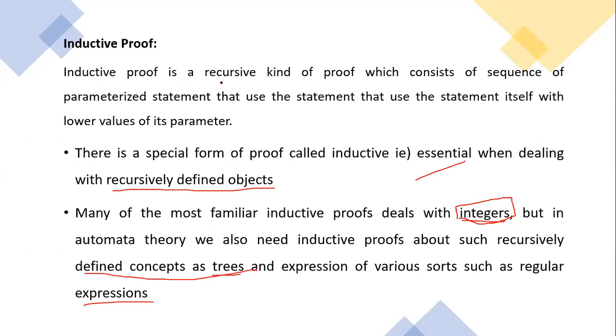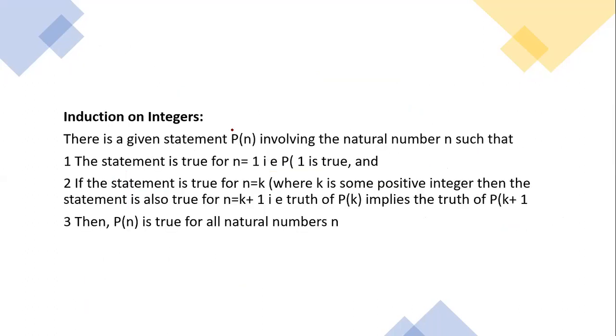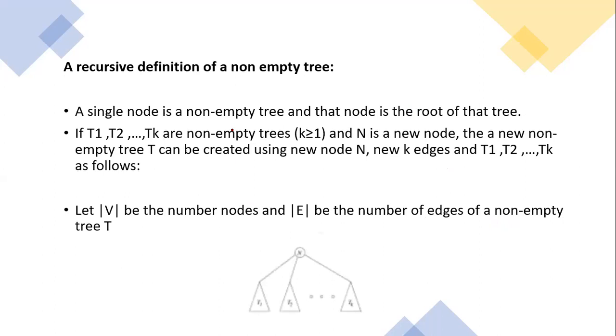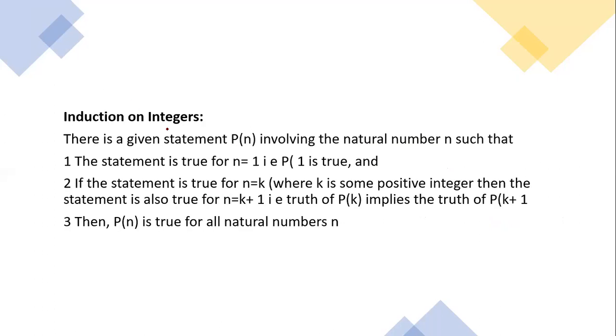Inductive proof is a recursive kind of proof which consists of a sequence of parameterized statements that use the statement itself with lower values of its parameter. This is the inductive proof. Here we have three types, but most of the time we use only the integer one. We have one important problem in induction on integers. We will see how, and for that we have some steps.